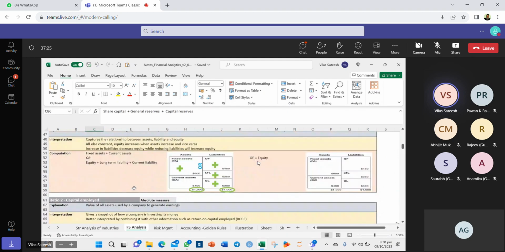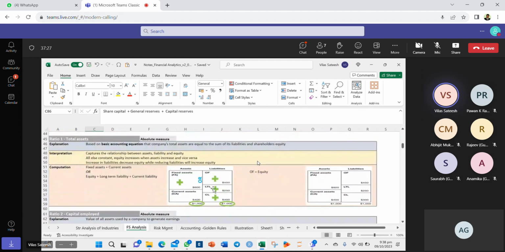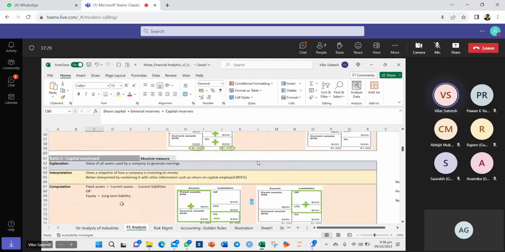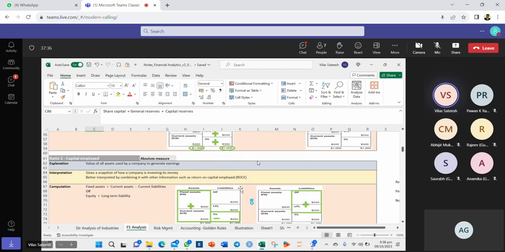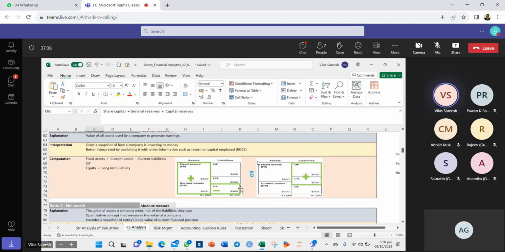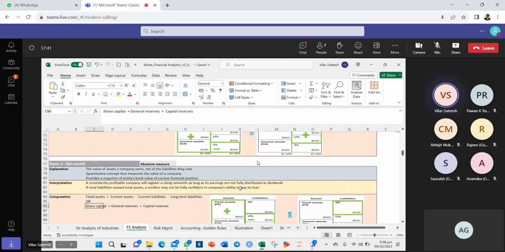So then the next one is, so far we have covered some things at the overall level. We looked at the total liabilities, total assets. If you take total assets minus current liabilities, you get your capital employed. Then total assets minus your total liabilities, you get net worth.